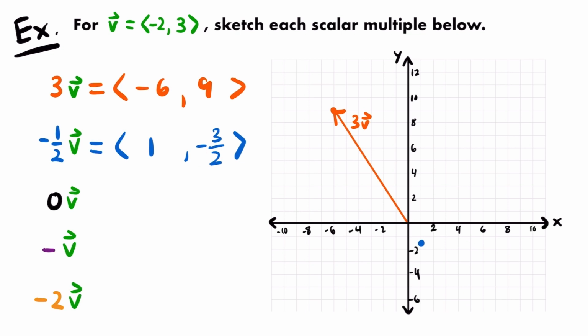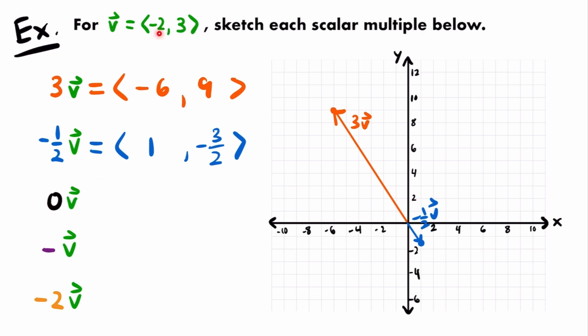And so if we actually sketch the vector, we will start at the origin, which is the initial point, and then we connect to our terminal point, and then draw the arrow to represent the direction of that vector. Okay, and so that is negative 1/2 times vector v. Now let's move on to our next vector, or our next scalar multiple. This time we have 0 times vector v, and if we multiply 0 by both of the components of vector v, both of the components are just going to become 0, right?